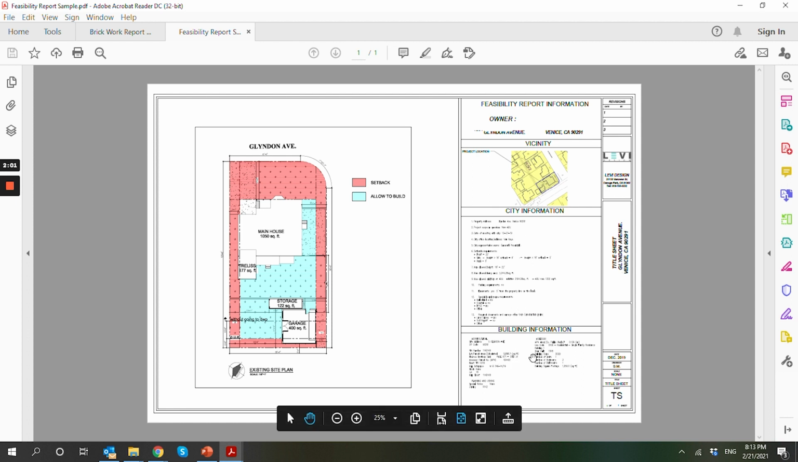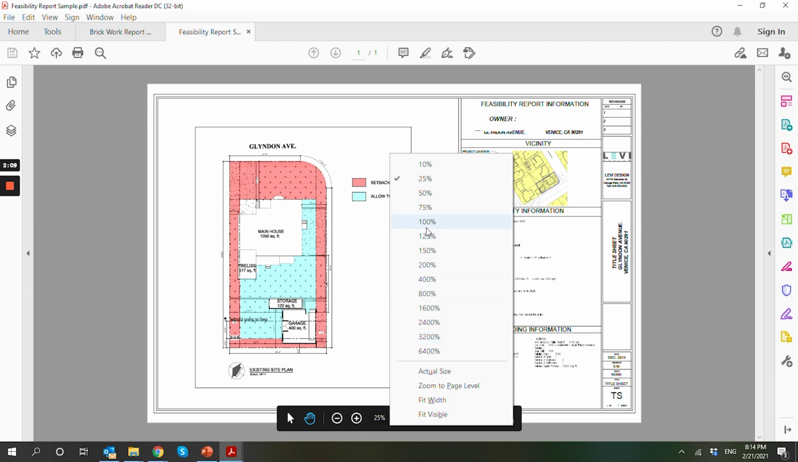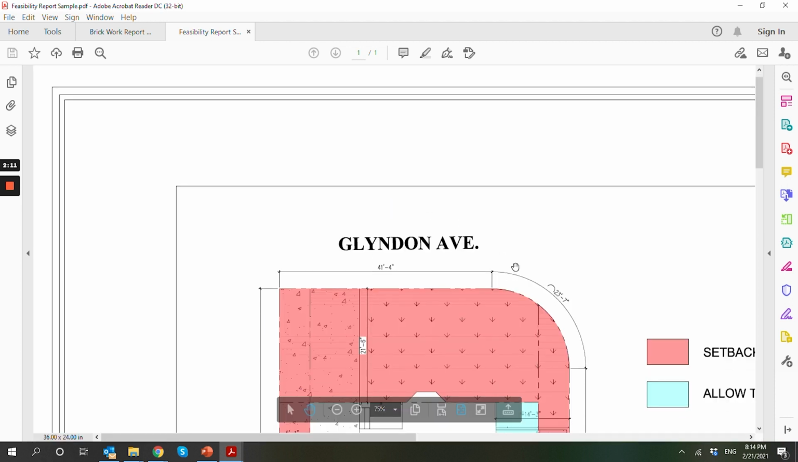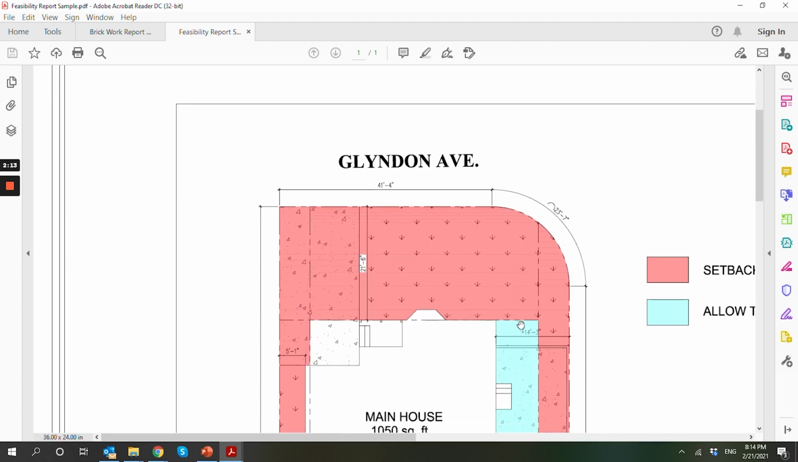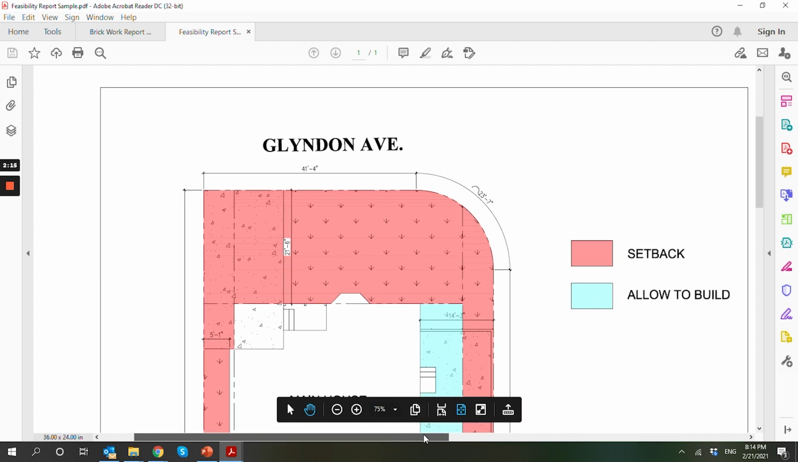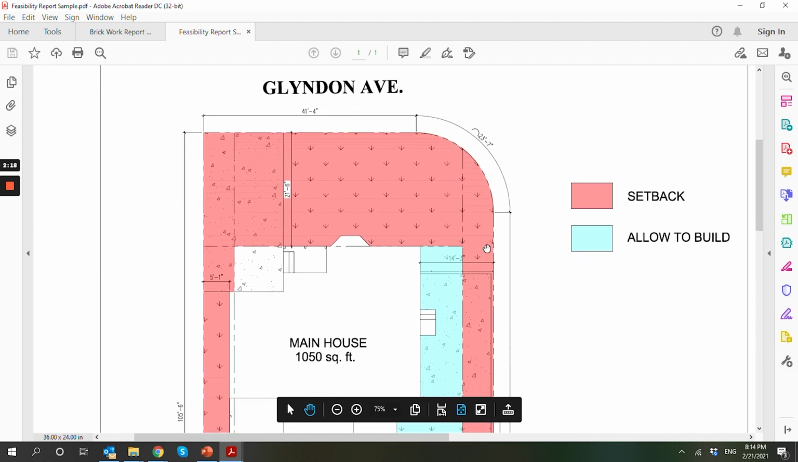This here is basically the actual information of the building, meaning any buildings that are over here. Now let's zoom in and you'll see what exactly we are doing on our feasibility report, and that's what I recommend you to have. So we're basically coloring it in two colors. Choose whatever colors you want.